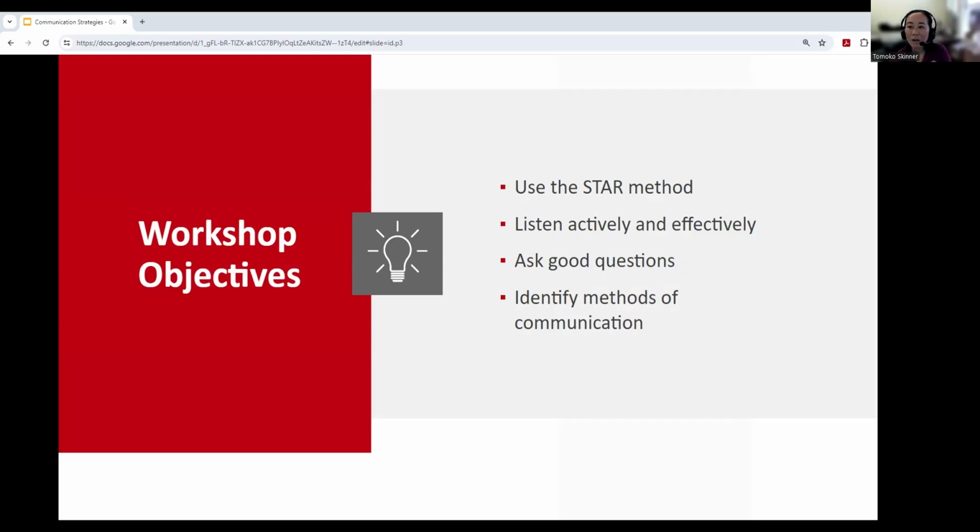At the end of this workshop, participants should be able to understand what communication is, identify methods of communication, identify barriers to communication and how to overcome them. Develop nonverbal and paraverbal communication skills. Use the STAR method. Listen actively and effectively. Ask good questions and use appreciative inquiry as a communication tool. Adeptly converse and network with others. Identify and mitigate precipitating factors. Establish common ground with others, and use I messages.